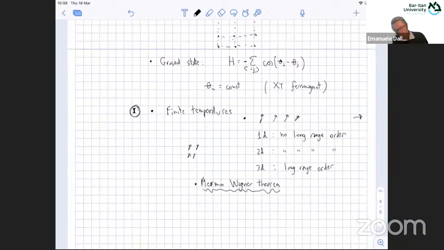And I will give it as homework to demonstrate the Mermin-Wagner theorem. It just tells you that if you start from this Hamiltonian, and you assume that it is in thermal equilibrium, you will see that there cannot be any long-range order in 1D and 2D. Okay, so that's important because I'm pretty sure Nir will mention it, because their experiment is in 2D. So in principle, if you have a system at finite temperature, you should not be able to see long-range order.